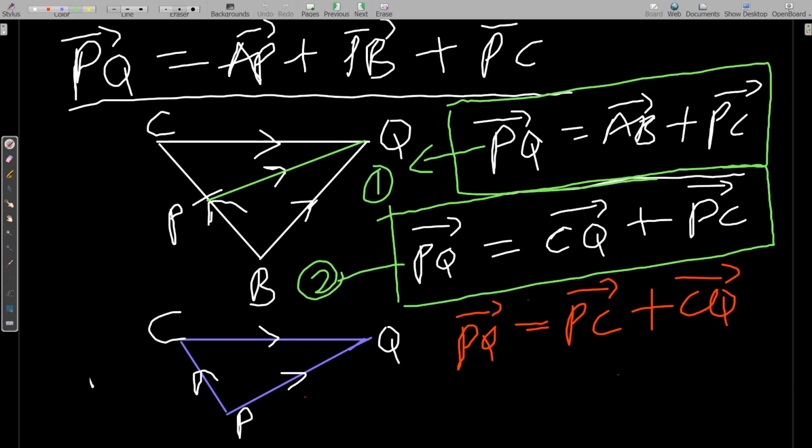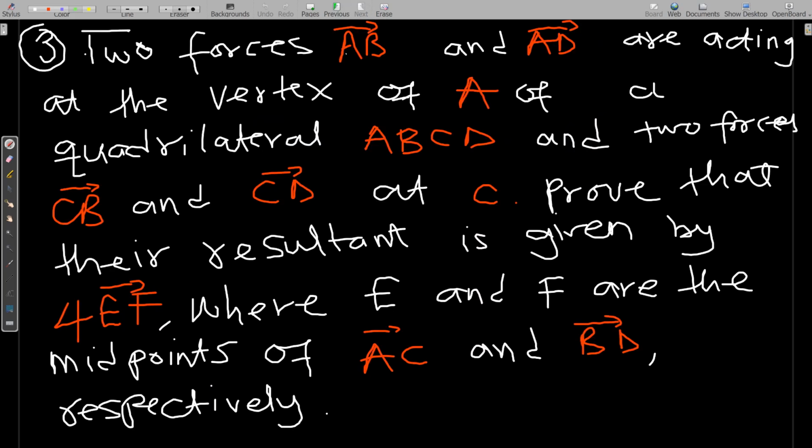So let's look at our last question for the day, then we'll just stop and do other ones as well. Okay, so we have our last question saying that two forces AB and AD are acting at the vertex A of a quadrilateral, which is being called ABCD, and two forces CB and CD are also acting at C. Prove that their resultant is given by 4EF, where E and F are the midpoints of AC and BD respectively.